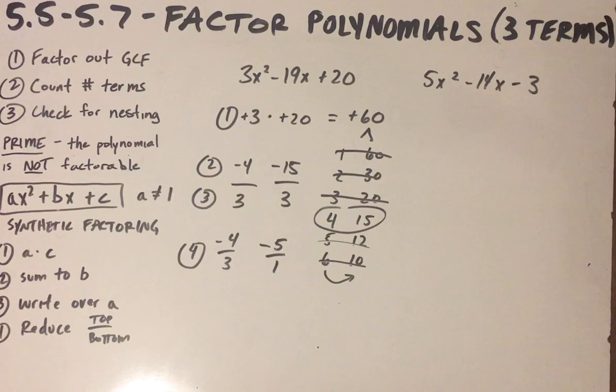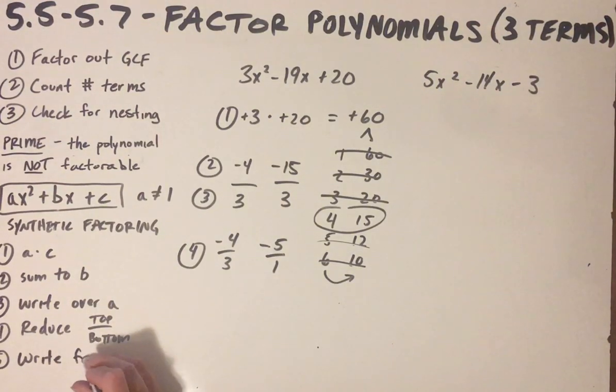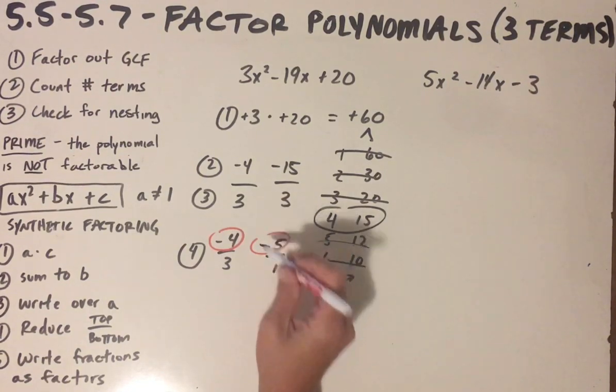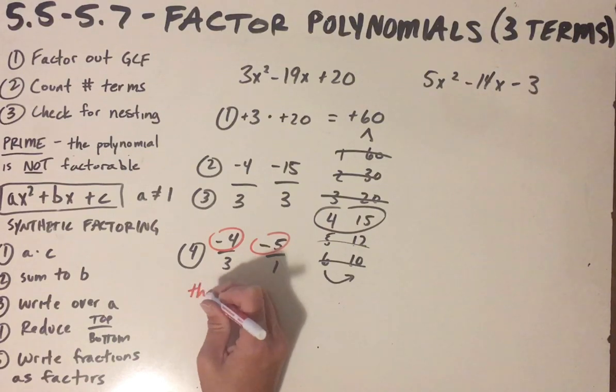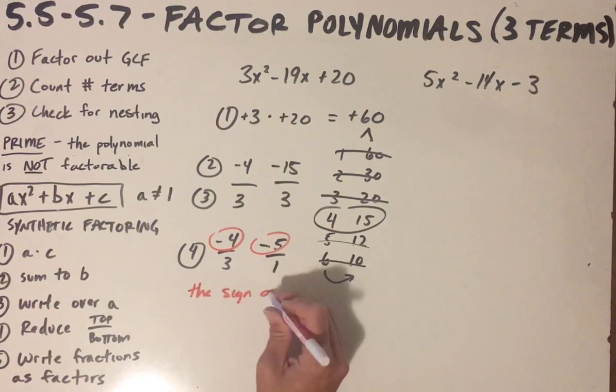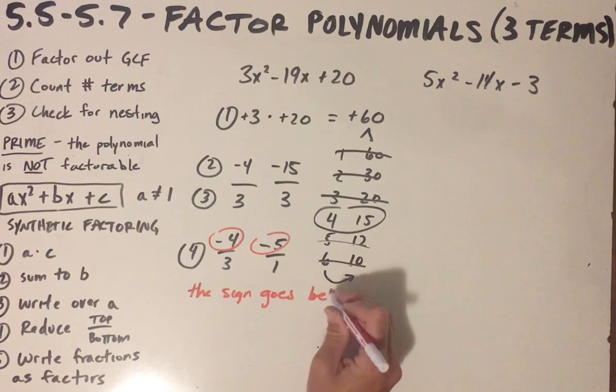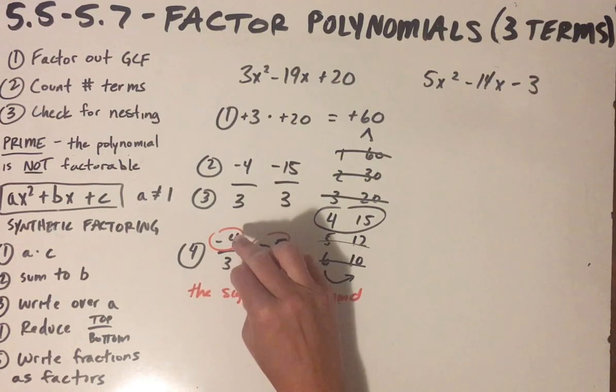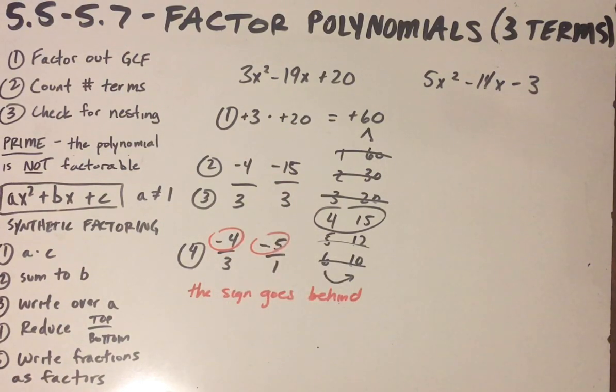The reason why I need to leave a top and a bottom is because I need to write them as factors. So now I'm going to write these fractions as factors. The tip I have here is that the sign goes behind. This is how I remember. Each one of these fractions represents a factor. So these are my hippobutts.